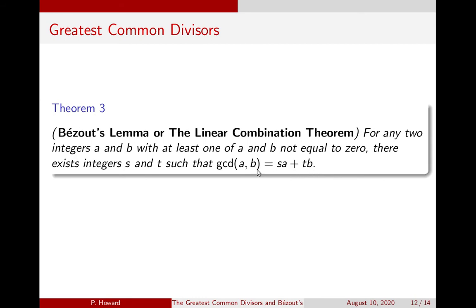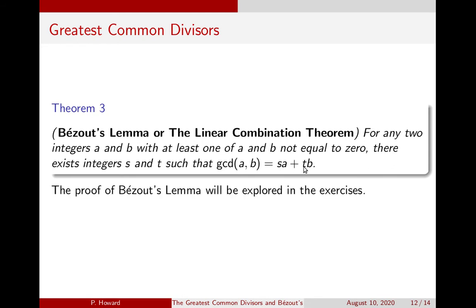In other words, you can write the greatest common divisor of a and b as a linear combination of a and b, where the coefficients, s and t, are integers. So we will explore the proof of Bezout's lemma in the exercises.